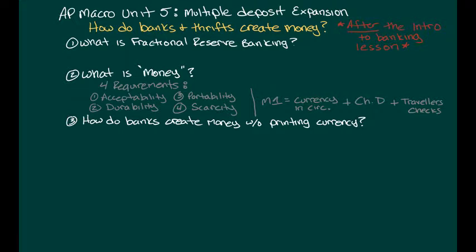The kids need to understand that M1 money is equal to currency in circulation plus checkable deposits plus traveler's checks. For the most part, I'm going to pretty much ignore traveler's checks. Those are, for the most part, a thing of the past. So really, if the kids know that M1 is equal to currency plus checkable deposits, that's really the piece of information they need to understand multiple deposit expansion.